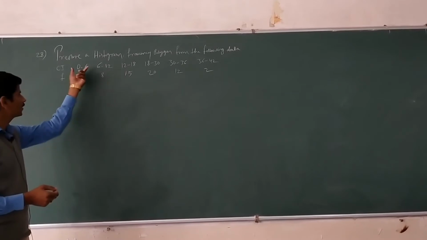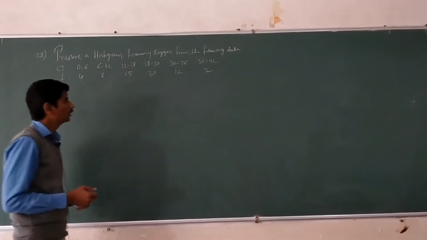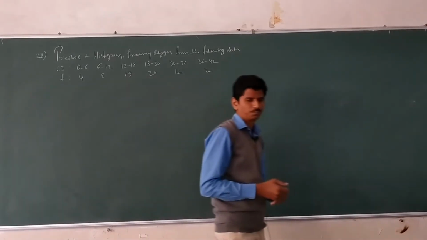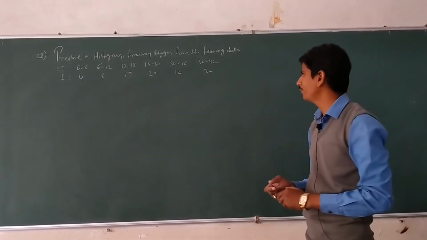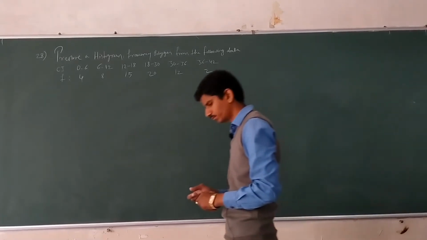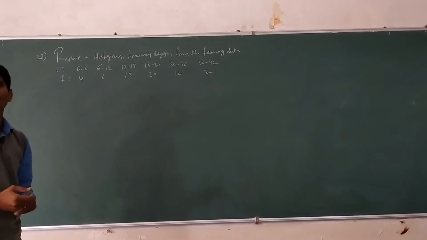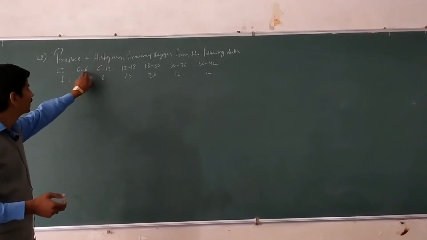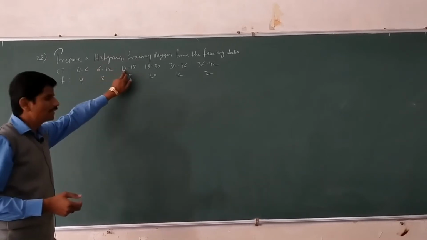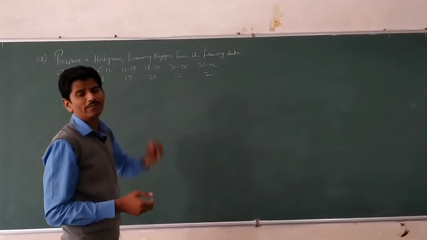Class intervals are 0 to 6, 6 to 12, 12 to 18, 18 to 30, 30 to 36, 36 to 42. With respect to frequencies are 4, 8, 15, 20, 12 and 2. Here the class intervals are of unequal width, because 0 to 6 has width 6, 6 to 12 is 6, 12 to 18 is 6, and 18 to 30 is 12. Here they are given unequal width.